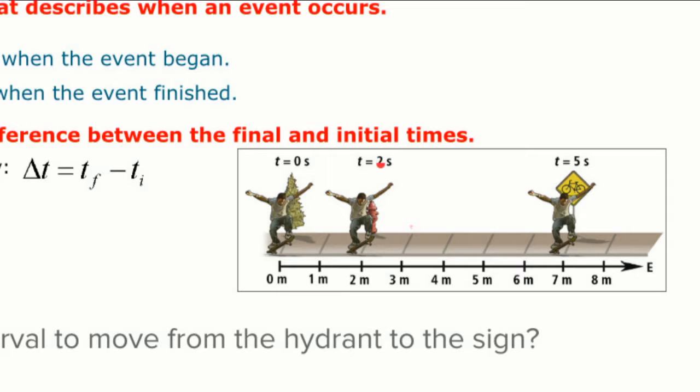If we wanted to know from the tree to the sign, that would be 5 minus 0, which is 5, and that event would have taken 5 seconds.